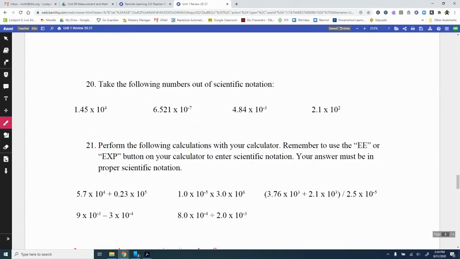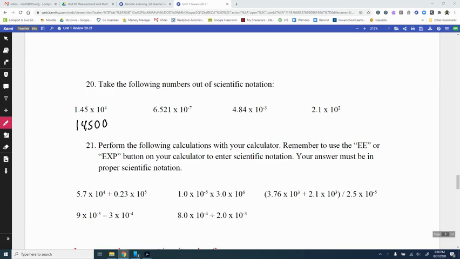All right, so now we have to do the opposite. We're taking them out of scientific notation. Since this one is a positive 4, that's going to be a really big number. So we take that decimal and move it to the right 4 places: 1, 2, 3, 4. Put our comma, and it doesn't give us units. So that's it. Next one is a negative exponent.